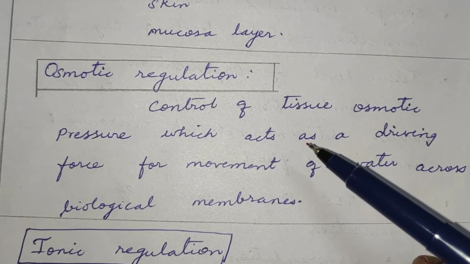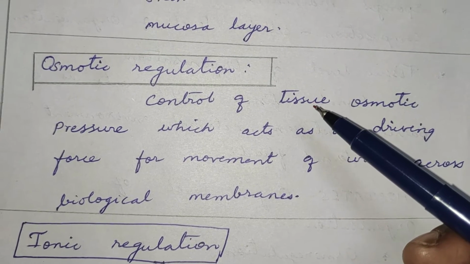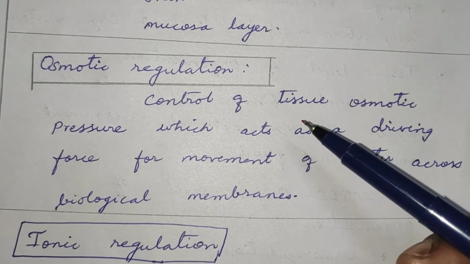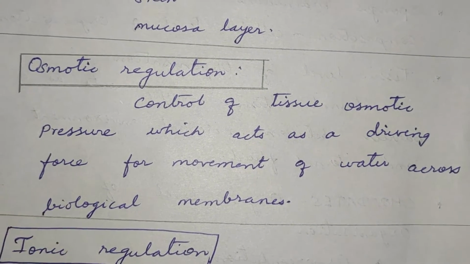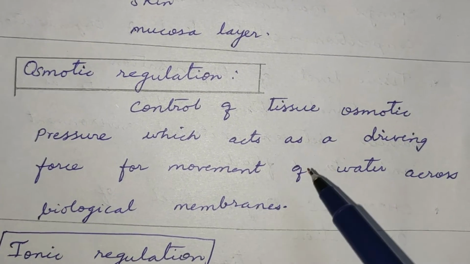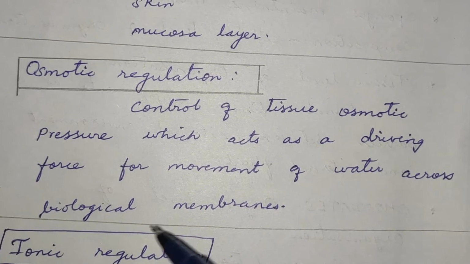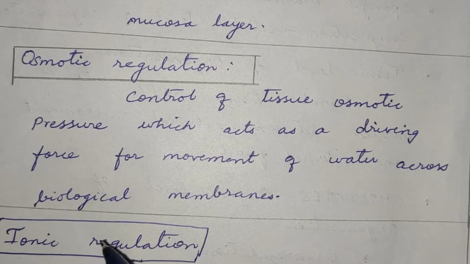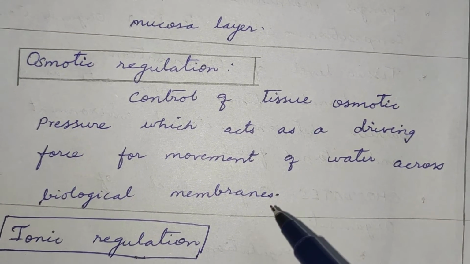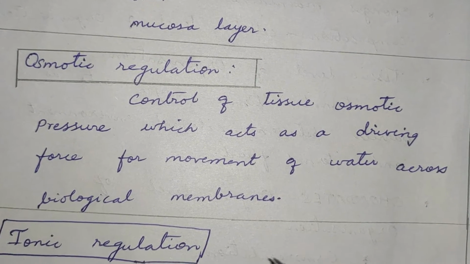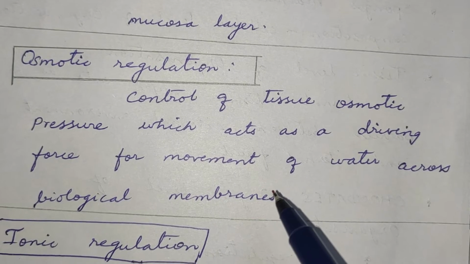Next is osmotic regulation. It may be asked for 2 or 3 marks. What is osmotic regulation, or define osmotic regulation? Osmo in the sense water. So it is control of tissue osmotic pressure, which acts as a driving force for the movement of water across biological membranes. Biological membranes are seen around each and every tissue. So this is about osmotic regulation.